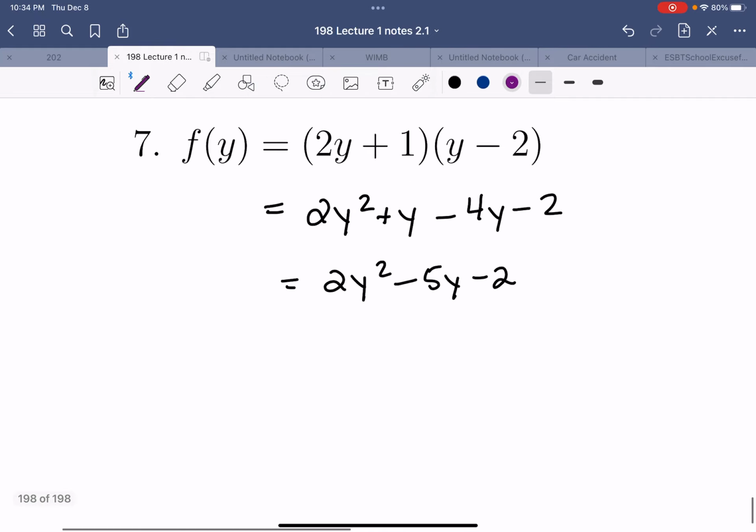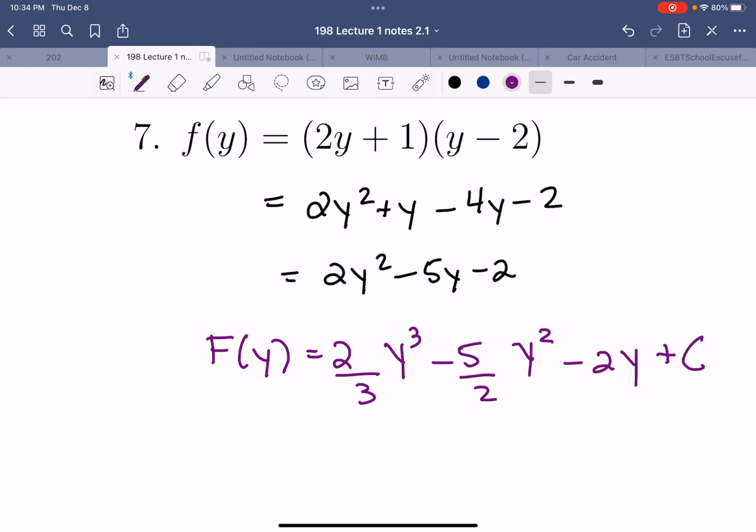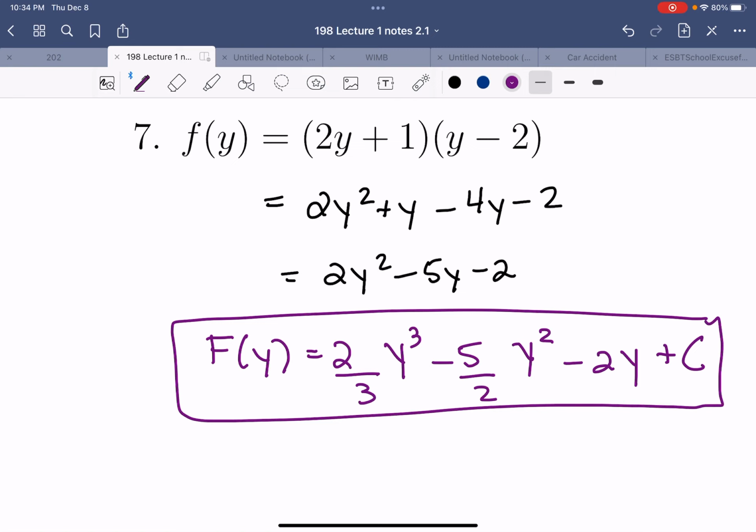When I go to find the antiderivative here, capital F of y, leave the 2, increase the exponent to 3, divide by that 3. Leave the 5, increase the exponent to 2, divide by the 2. And for the minus 2, we're just going to tack on the y and add a plus c. And I don't have to simplify anything there, so I'm going to leave it as is.